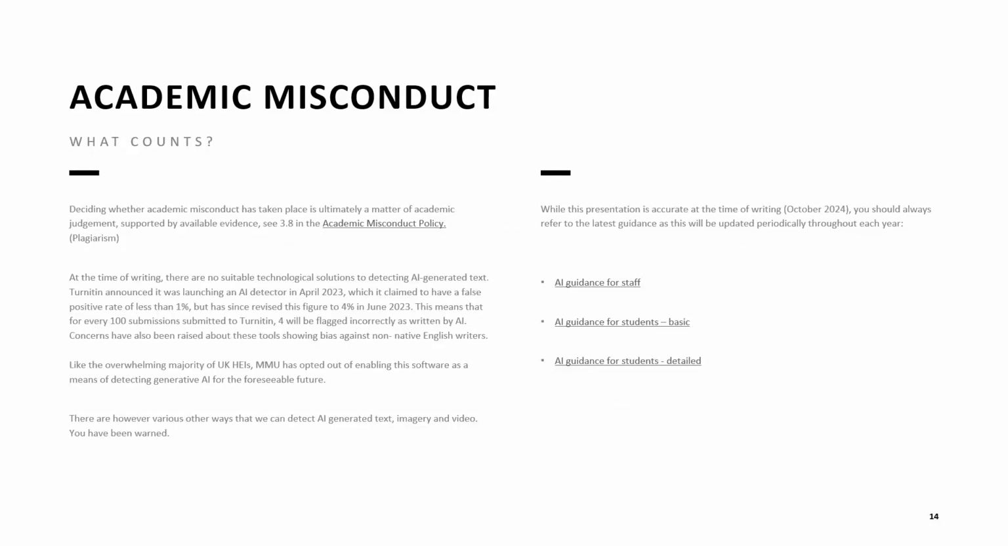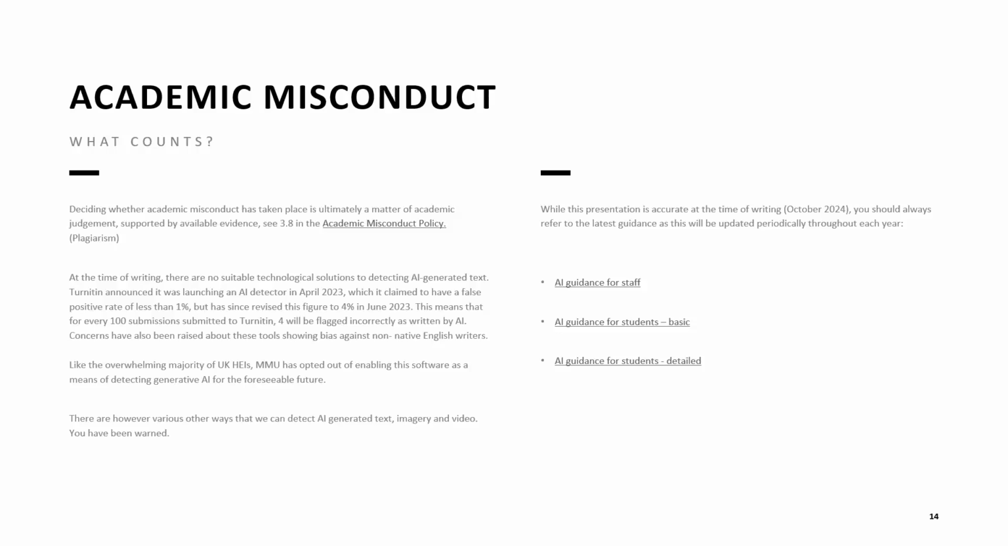Now the final boring slide is about academic misconduct. So what counts as academic misconduct? Firstly, we have the academic misconduct policy, particularly the plagiarism section, which is what this falls under. There's a link to that for you to read in your own time. Won't bore you with it now. But essentially, I think it's good for us to be transparent with you all in saying that there are no ways for us to detect AI-generated text.